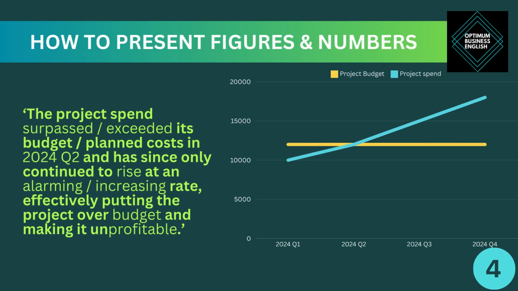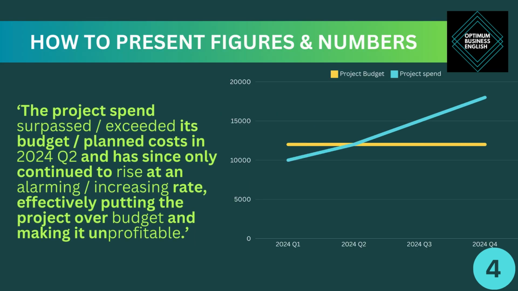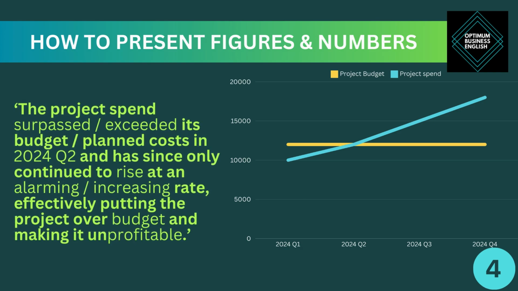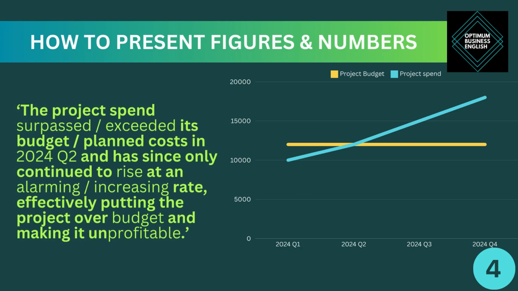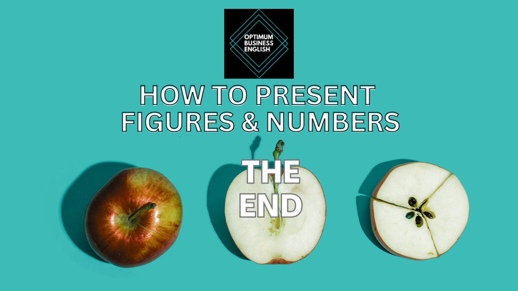Your sentence should have said, the project spend surpassed or exceeded its budget or planned costs in 2020 Q2 and has since only continued to rise at an alarming or increasing rate, effectively putting the project over budget and making it unprofitable. And with that, we have come to the end of this video.